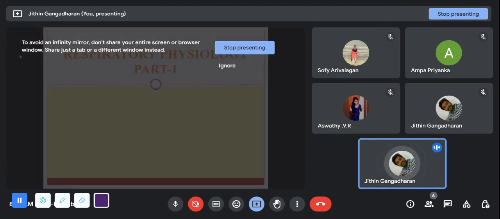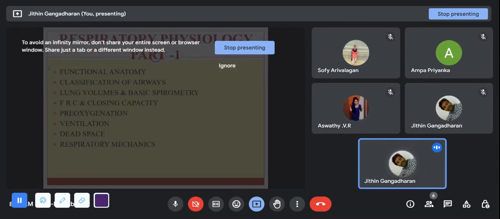We shall start with the respiratory physiology. Here we are going to see the basics of the respiratory system. After that, we'll check the lung capacities as well as the lung volumes. Then we'll see the mechanical ventilator. Then we'll move into the disease conditions of the respiratory system. In today's class we'll look at the functional anatomy, classification of airways, lung volumes and its capacities, then oxygenation, ventilation, and other respiratory mechanics.